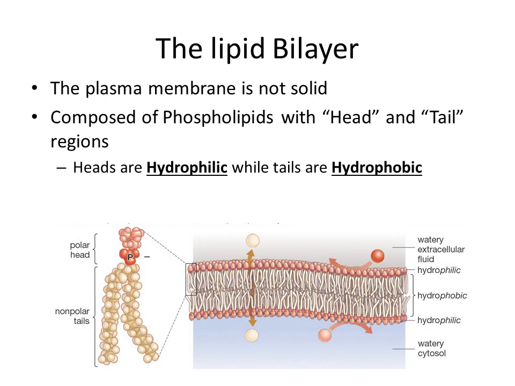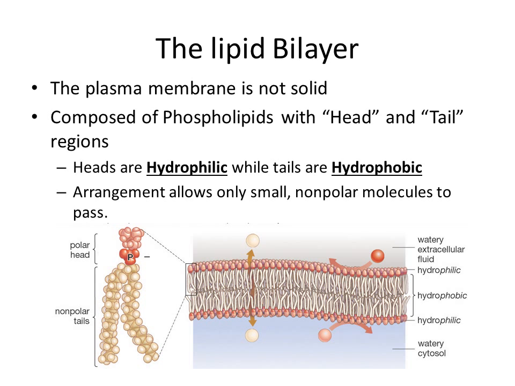Now the terms we use here are hydrophilic and hydrophobic. Remember the prefix hydro means water in each case, but philic refers to loving. So heads are basically water loving, while the tails, these portions down here, are hydrophobic, or water fearing. This particular arrangement allows only small nonpolar molecules to pass through. Now the next slide is going to show a little video that sums things up to this point.